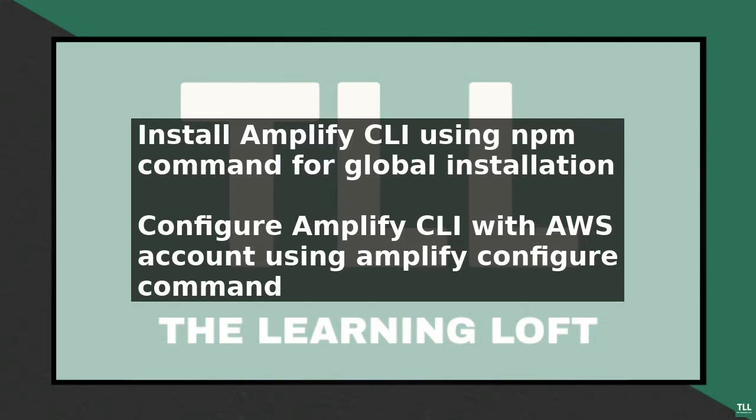Configuring the AWS Amplify API category is a straightforward process that enables you to create scalable and secure RESTful APIs. To begin, you need to install the Amplify CLI and configure it with your AWS account. First, install the Amplify CLI using npm by running the command npm install -g @aws-amplify/cli.